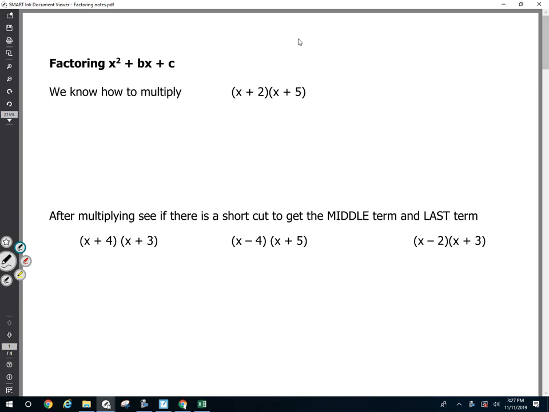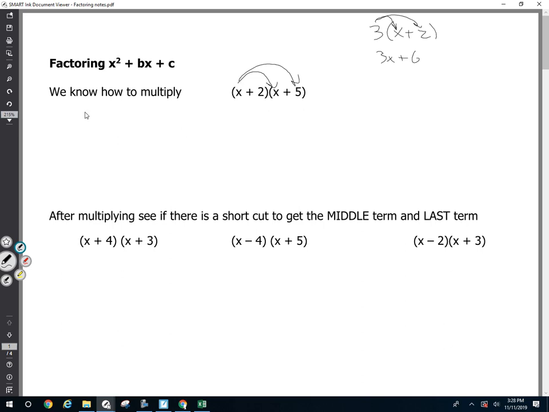So let's distribute. Now remember, if I have 3 times x plus 2, we multiply the 3 by the x and the 3 by 2, and we say it's 3x plus 6, right? We're going to do that with our x's. X times x and x times 5. Now, Mr. Black, what is x times x?